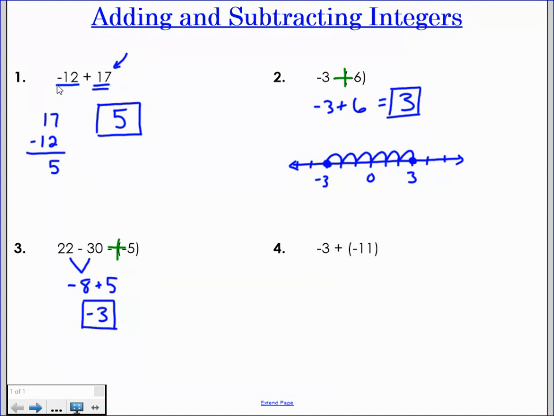Okay, the next one, number 4. You should be very happy to see a problem like number 4 because I have two numbers with the same sign. I have a negative and a negative. I'm adding two numbers with the same sign. That's good. That makes your life easy. All you have to do, the rule here, is when your numbers have the same sign, you add them and you keep the sign. 11 plus 3 is 14. Both of my integers are negative, so my answer is negative. So I get a final answer of negative 14.